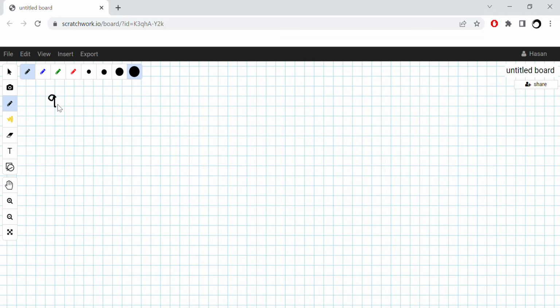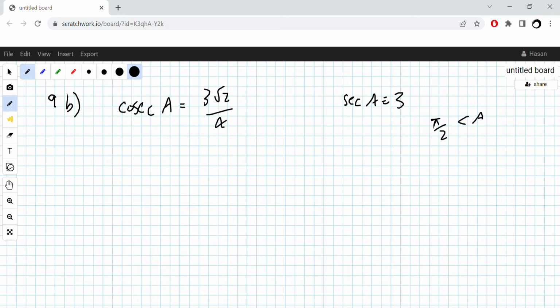For question 9b, they want us to show that cosec A equals 3 root 2 over 4. In question 1a, they told us sec A equals minus 3, and the region was pi over 2 to pi. There are multiple ways we can go about this, and the first way is using our triangle method.